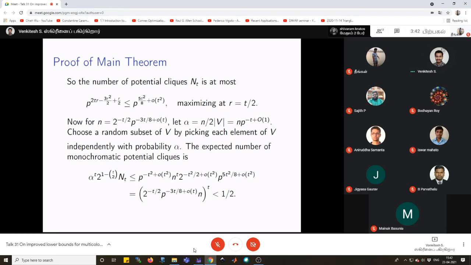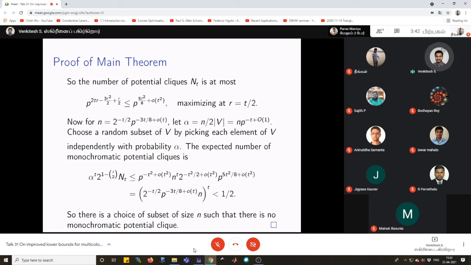Okay. Once we do that, we get this. Therefore, there is a choice of subset. So what have we shown? This expected number is less than half, right? So the probability of getting a monochromatic clique is less than the probability of getting a monochromatic potential clique. That itself is less than half.